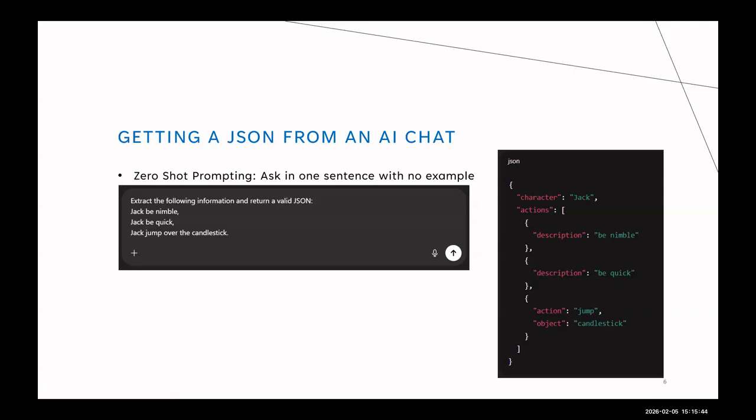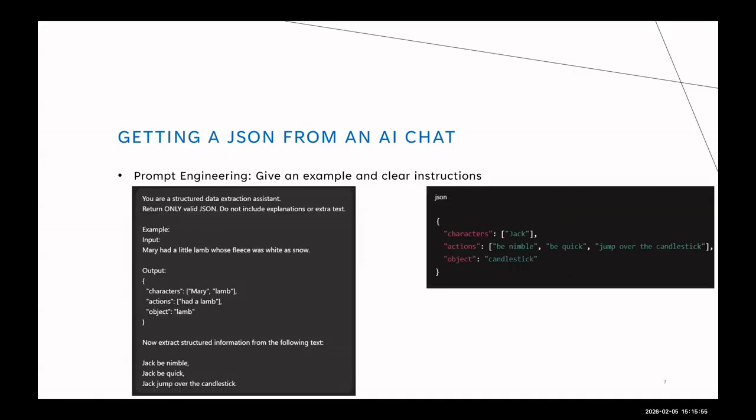Now, if we want to be more specific with our AI, we're going to have to guide it more. So we're going to do a little thing called prompt engineering, where we give an example and clear instructions with it. So instead of just telling it, give us a JSON with this information, we're going to say, you are a structured data extraction assistant. So we give it a role. This is what you do. So get into this character.